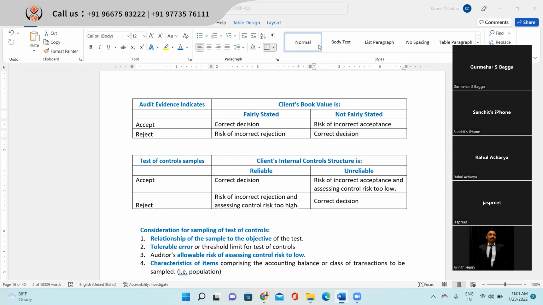Does this table helpful? Yes, sir. Right. So now look at the second table. First table is for test of detail. Second is for test of control.